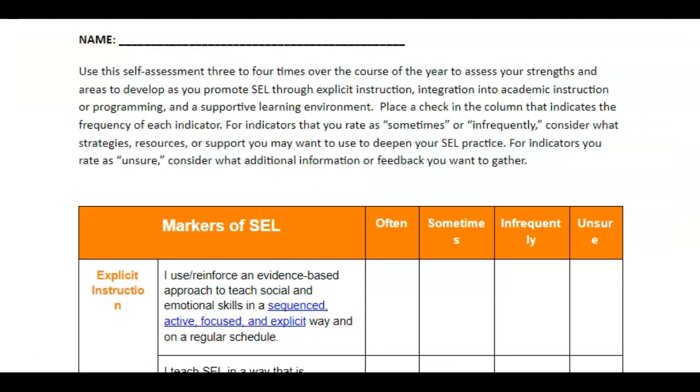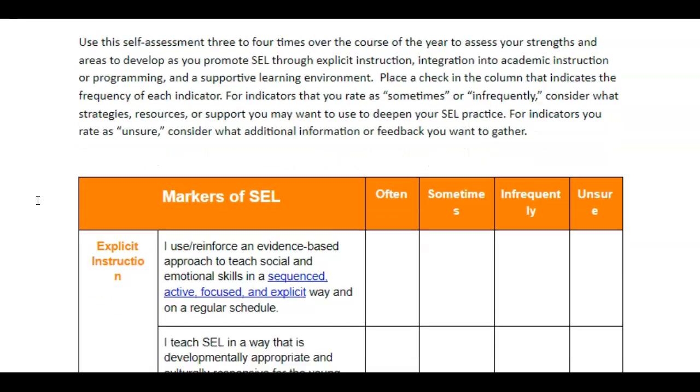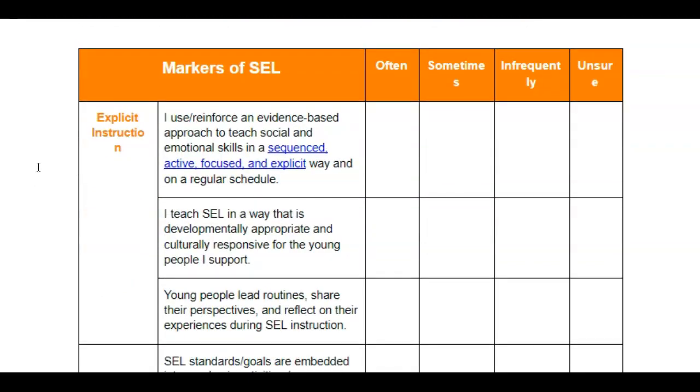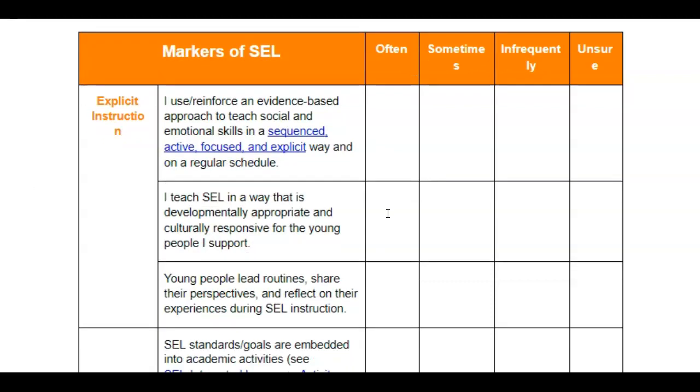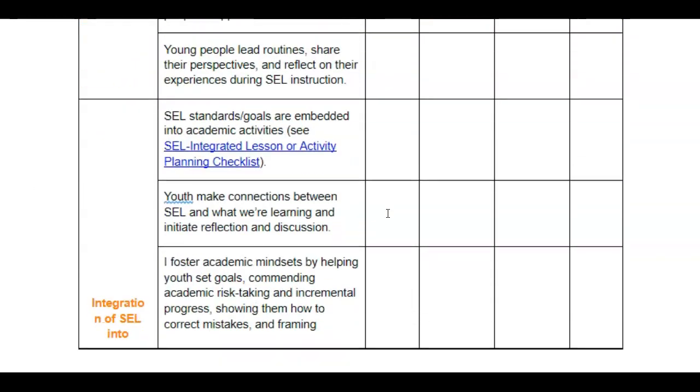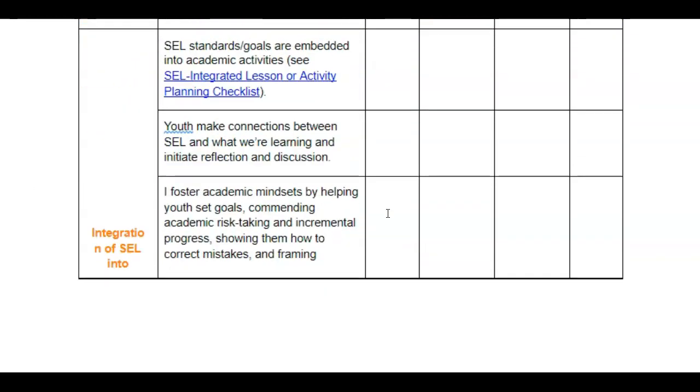I put the link to the self-assessment into the chat, and basically you've got the indicators that you are using to rate sometimes, infrequently, unsure, or often. Just go ahead and put an X in there. And just be honest with yourself, you guys. There is no reason to lie and say, oh, I do that all the time. No, this is really just for you to kind of think about what exactly you are doing.